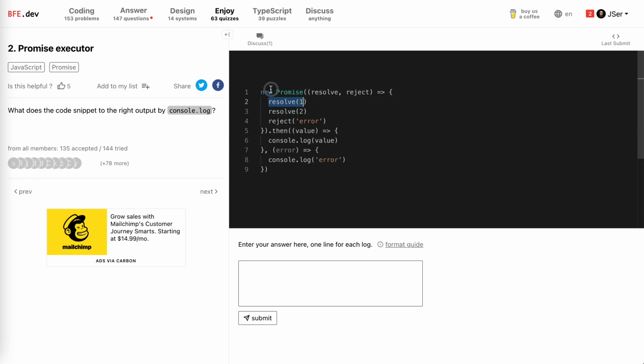So resolve one. This internal value is one, and then this is not order, it's the executor value. Obviously, this one. Yeah, it's one.